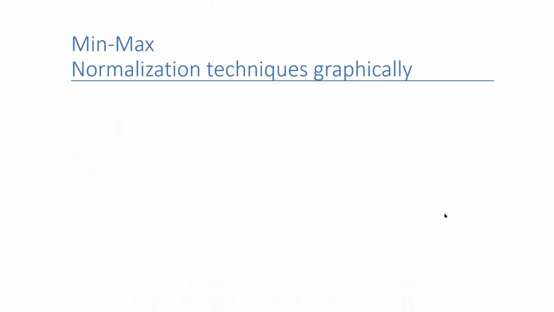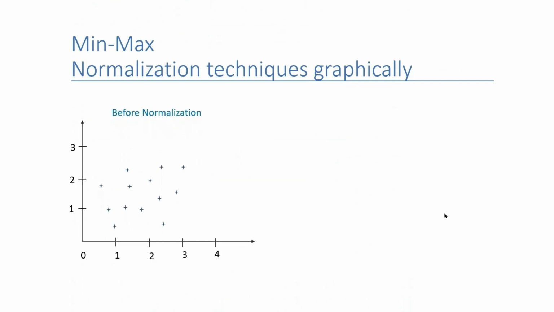So now we have learned about the min-max scaling method and how to normalize our data using this method. But what actually happens with the data? Let us understand that graphically. Suppose we have this spread of data, and here we can clearly see that our data is spread from 0 to 1 on the x-axis and 0 to 2.5 on the y-axis. Now we will be normalizing it with min-max scaling, and let's see what is going to happen after that.